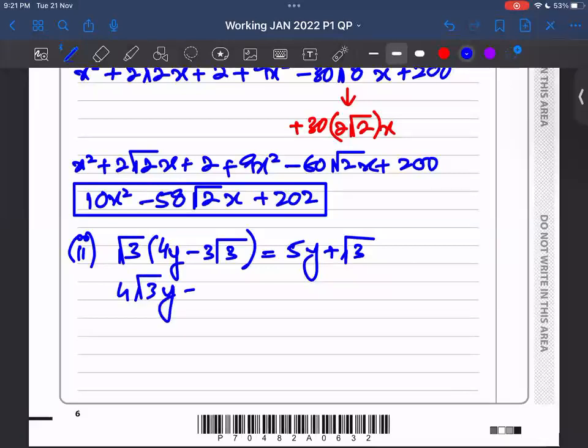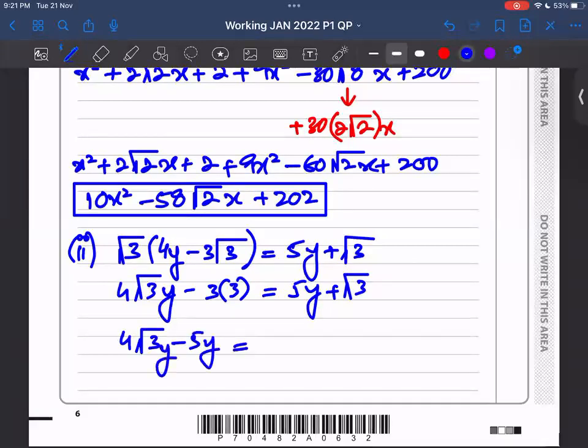Root 3 multiplied by 3 root 3 is root 3 into root 3, which is 3, and the 3 outside the bracket remains the same. 5y plus root 3. Now I'm going to bring all the y's together. It becomes 4 root 3 minus 5y. Root 3 remains the same. 3 times 3 is 9. It becomes plus 9 on the right hand side.